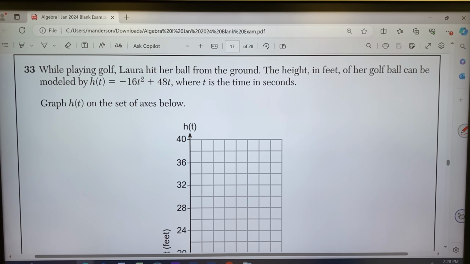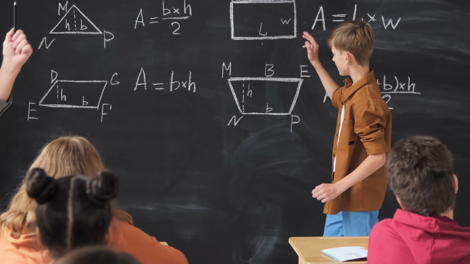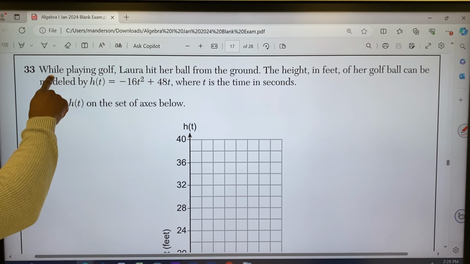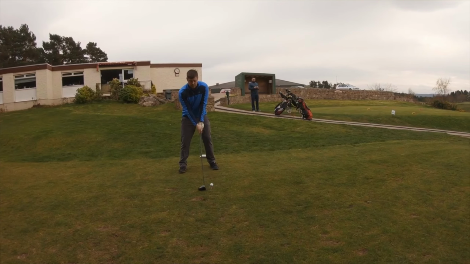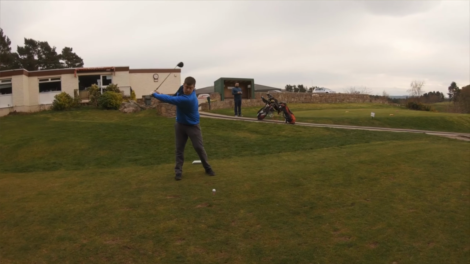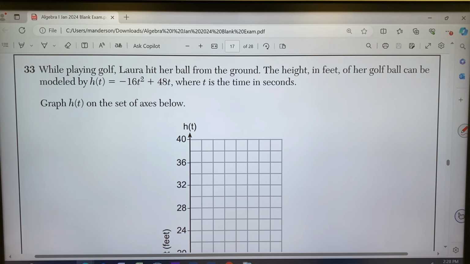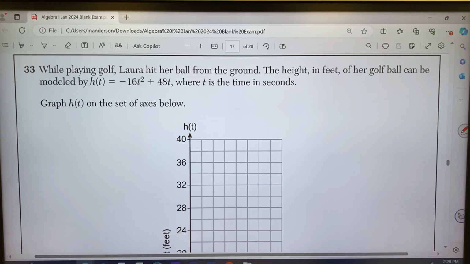So before I even go into the math part of this, let's just break it down in a general sense, as if we're this person playing golf. She's playing golf. She hit a ball from the ground. So imagine you're standing there, you hit a ball. The height in feet of the golf ball can be modeled by whatever equation they gave us, where t is the time in seconds, and then they want us to graph it.